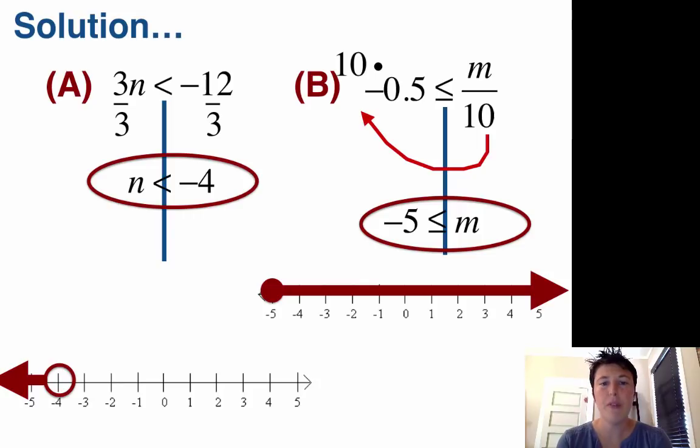For negative 4, you're going to have an empty hole shaded to the left. And then for m is greater than or equal to negative 5, you're going to have a solid hole shaded to the right. So hopefully you did okay on those. Check and see if you made any mistakes. And I really hope you're organizing your work in that step-by-step manner. Try to be organized. It's so crucial in everything that we do in algebra.